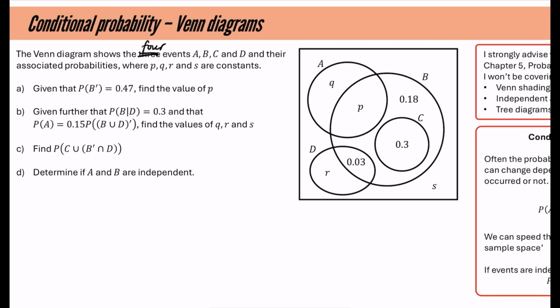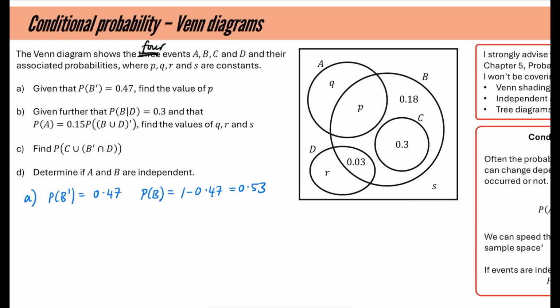The first thing it says is, given that the probability of not B, or B complement, is 0.47, find the value of P. Well, not B is everything that is outside B like this. So this is telling us that Q plus R plus S is equal to 0.47, which isn't particularly useful because we're trying to find out what P is equal to. Well, I guess we could do this: if the probability of B not occurring is 0.47, then that tells us something about the probability that B occurs. That would be 1 minus 0.47, which is 0.53. So sometimes the information in the question, you might want to play around with it.